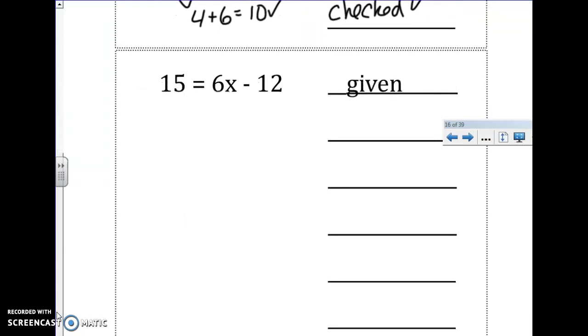Sometimes you're going to have an example where the variable is on the other side of the equation, but you're going to be asking yourself the same questions. What is happening to the x and how do I undo it? So working backwards with order of operations, the first thing I want to do is get rid of that minus 12. I'm going to add 12 to both sides.